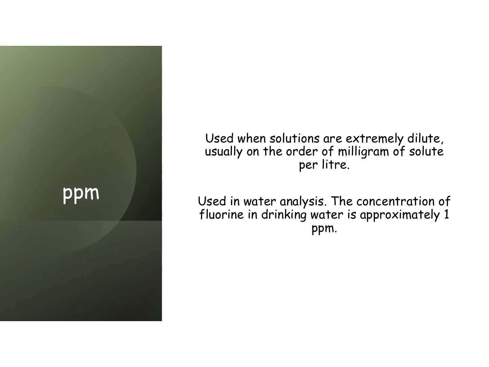PPM is a method used of expressing the concentration of very dilute solutions. It's particularly useful in water analysis, which we'll be looking at later on in the course, where you're dealing with very, very low concentrations of certain substances, perhaps only a few milligrams of a substance in an entire litre of water. A chemist may report that the concentration of chlorine in water, for example, is 2 ppm. This would mean that there's 2 milligrams of chlorine per litre of water.